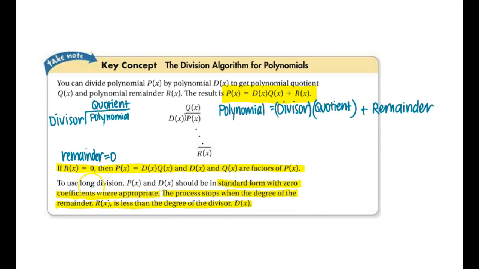The way that we're going to be using long division, and the way that we have been so far, is we make sure that the polynomial and the divisor are written in standard form, which means biggest exponent to smallest. If there are certain variables missing, such as x squared, if there's no x squared at all, you'll still have a 0x squared in that spot. The process stops when the degree of the remainder is less than the degree of the divisor, which is what we talked about earlier. These ideas will obviously make more sense when we do an example together.